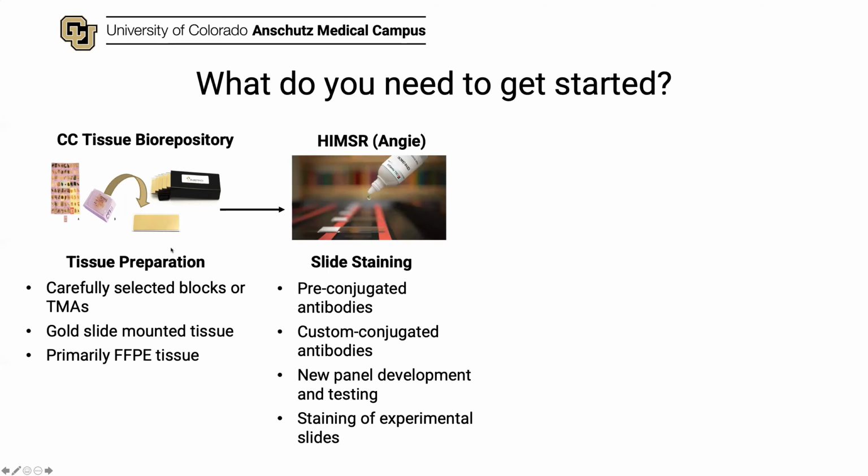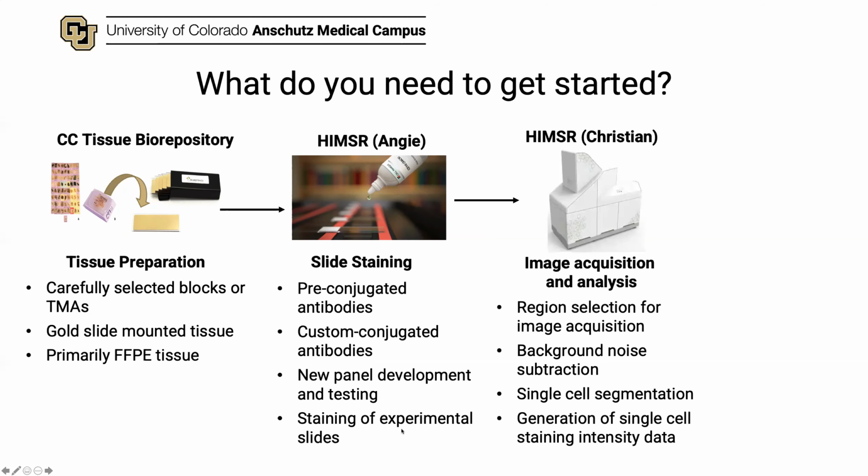Those gold slides then come to Angie in the HIMSR, and we start the staining process. If you're just using our antibody backbone that I'll show you in a couple of slides, then we can just stain with our pre-conjugated antibodies. We can also work on custom antibodies if you have new antibodies that aren't currently on our list. We do have conjugation kits available to make these antibodies compatible with the MIBI system. And we work on new panel development and testing, including staining of experimental slides.